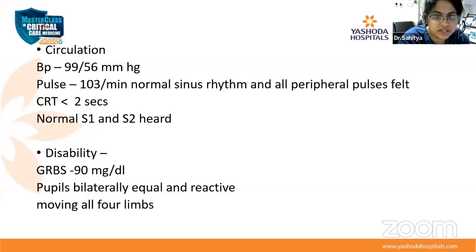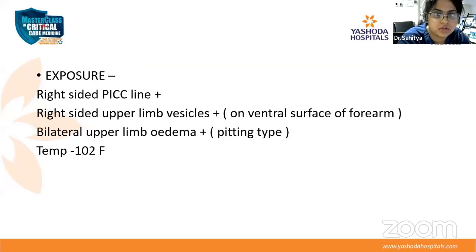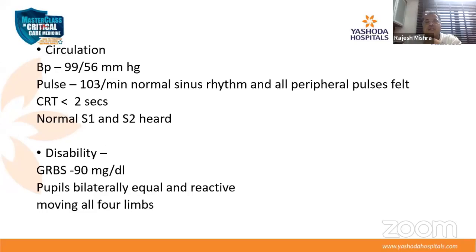Disability, the GRBS was 90 milligrams per dL. The pupils were bilaterally equal and reactive, and he was moving all 4 limbs, even though he had very severe pain while moving them. Exposure, right-sided, there was a PICC line which was... Just wait for a moment. Since how long was this right-sided PICC there? This was there from the second chemotherapy itself, sir. Almost from December 20th it was there. Okay, fair enough.